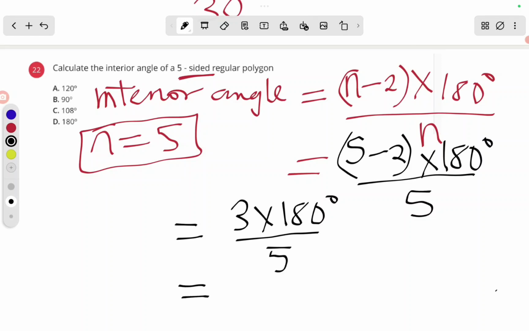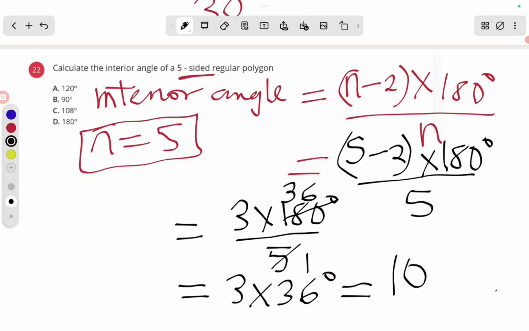And we have 5 here. 5 into 180 degrees is same thing as 36 degrees. So you have 3 times 36 degrees, and this is same thing as 108. That is the final answer. 108 degrees, that is the final answer. Let's proceed to question 23.